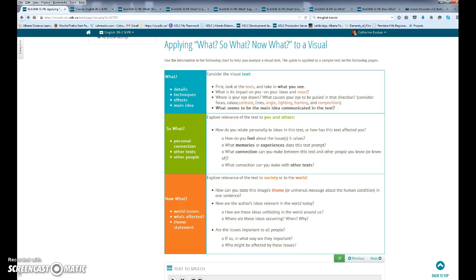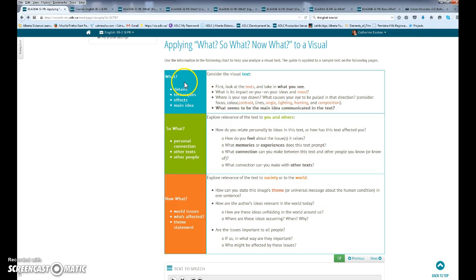So all of the pages in this tutorial are in your course, and you can go through each one and read them, and I would encourage you to do that, but I'm going to talk you through them as well. So starting with this page that you're looking at here, this describes how to use the what, so what, now what approach to analyzing any visual you encounter. And it's easy to remember, and it can really help you when you need to analyze something visual.